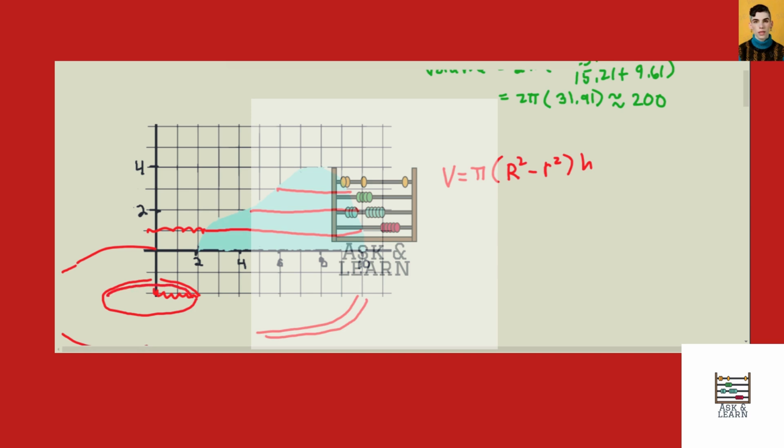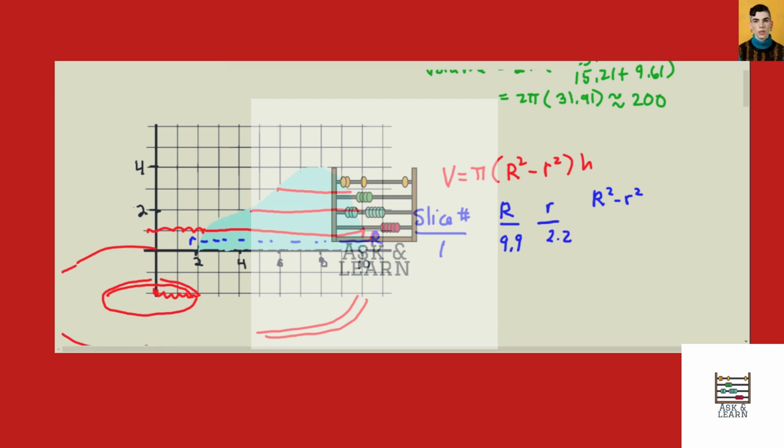This time we've got to find this, which is big R. Oh, sorry, we've got to use the midpoint. This, which is big R, and this, which is little r. So for each slice: slice number, big R, little r, and then R squared minus r squared. Slice number 1, big R is 9.9, and little r is 2.2.